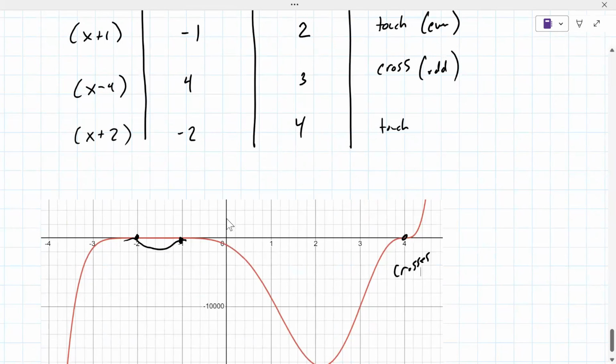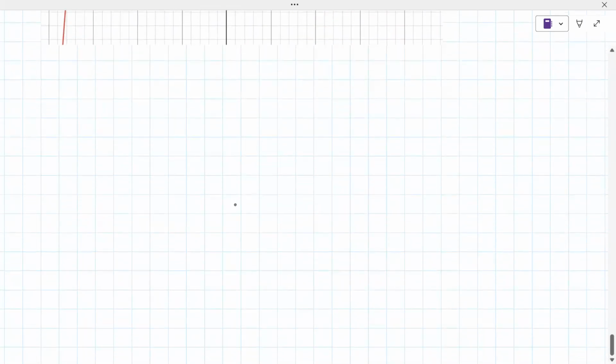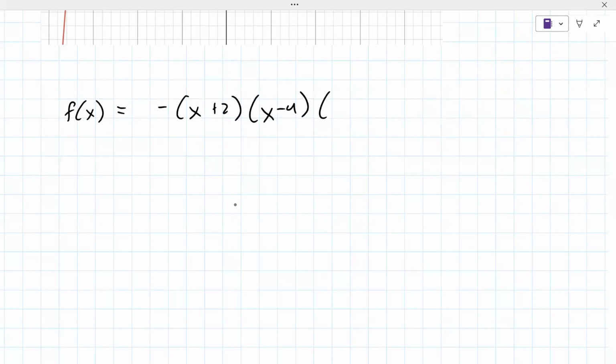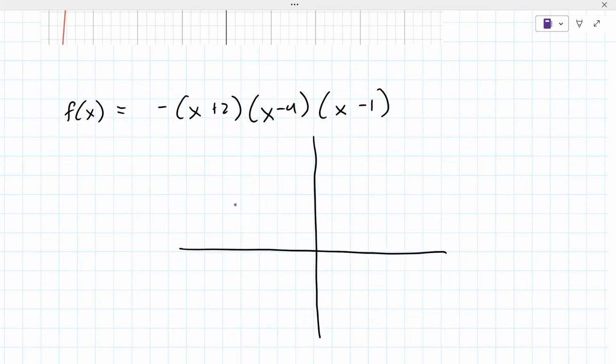All right. So where we're going with this is you're supposed to be able to take something like the following, negative x plus 2, x minus 4, x minus 1, and you're supposed to be able to graph this without a calculator. You might think, well, how can I do that? Well, you do what we just did. You figure out that at -2, 4, and 1, these are the roots, and each has a multiplicity of 1, which means that it crosses at each of those.